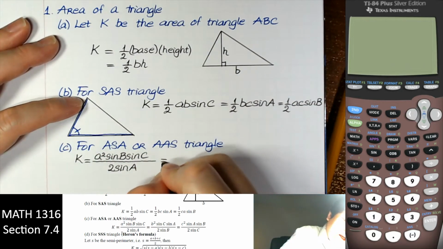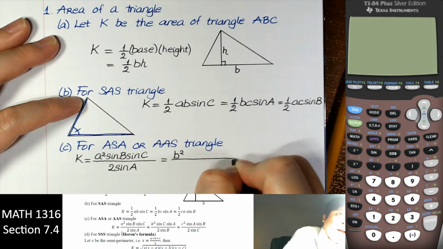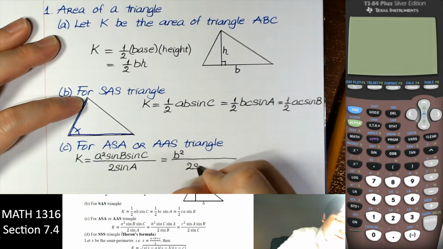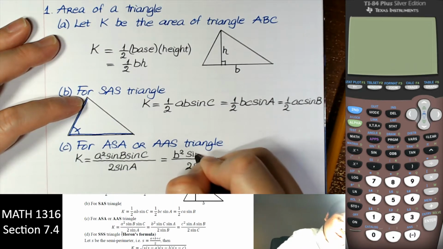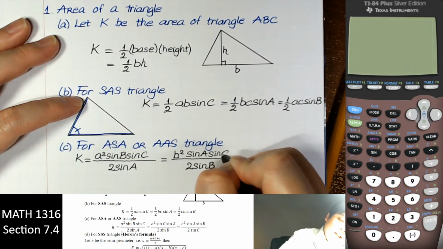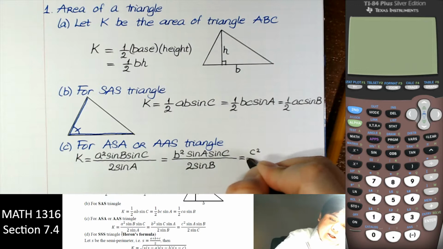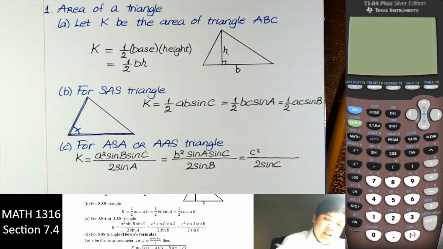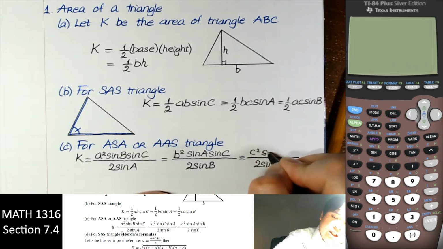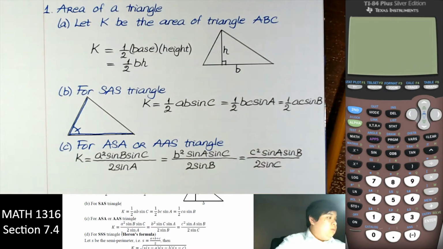If we write it with b squared, then it will be divided by 2 sine B, and then the other two angles, sine A, sine C. And if we have c squared, we will divide by 2 sine of C, and then the other two angles, sine A, sine B. Right. So it's like that.